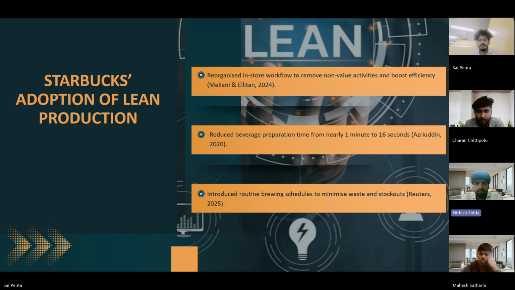For example, manufacturing time was reduced from almost a minute to around 16 seconds by moving syrups closest to the drink stations and also the whipped cream and the drizzle to the front counter in order to prevent waste and stockouts. The strategy also included regular brewing schedules. Now moving to the next slide.